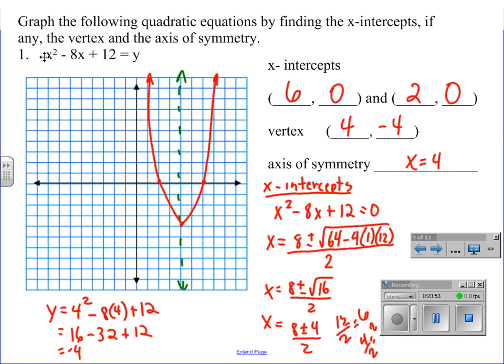So for your homework tonight, I'm going to give you a worksheet. There are 2 problems on the front, 2 on the back. I just want you to do the front. I want you to try the 2 on the front, and then go back and redo 2 quadratic formula problems that you got wrong from the last assignment. So that's your homework.